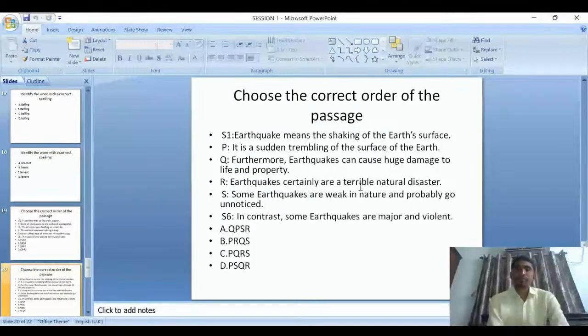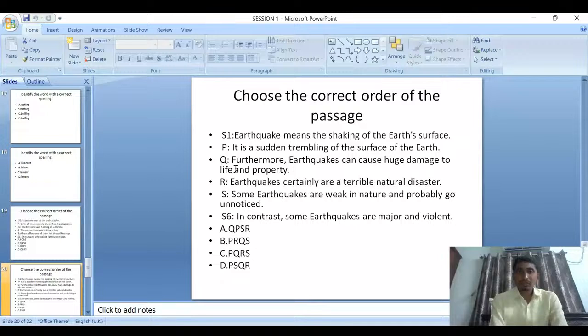Which could be the first one? Furthermore, it would not be the first one. So we are eliminating A. Next, P is the correct one. So we have three options over again. Here we can see three options with P. Okay, right.